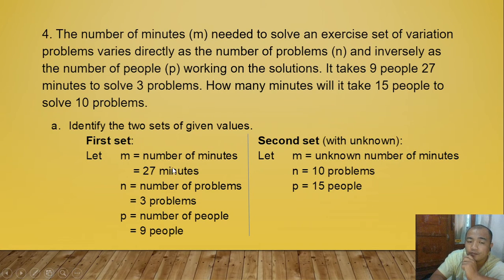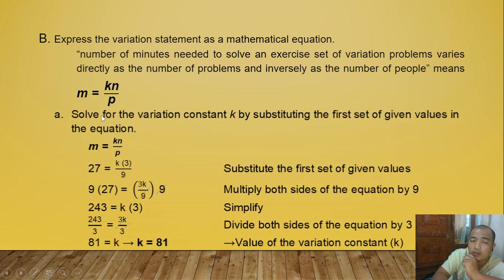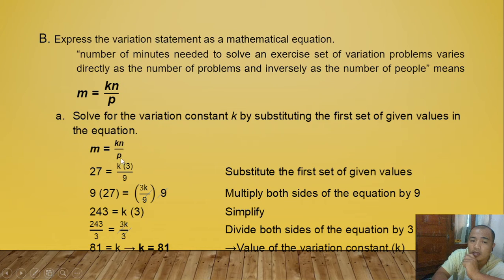First, let us deal with the first set, solving for the constant of variation. Our equation will be M is equal to KN over P because M varies directly as N and inversely as P. M equals KN over P. Now, substitute the value of M by 27, N by 3, P by 9. Then, 3 over 9 is 1/3, right? So 27 equals 1/3 K.